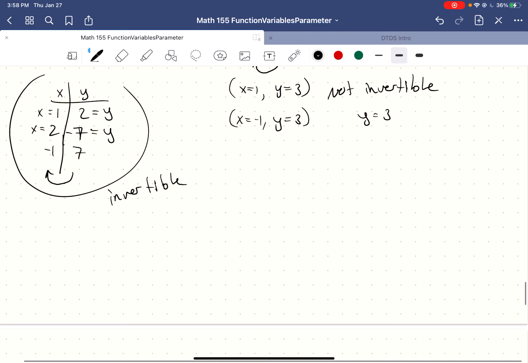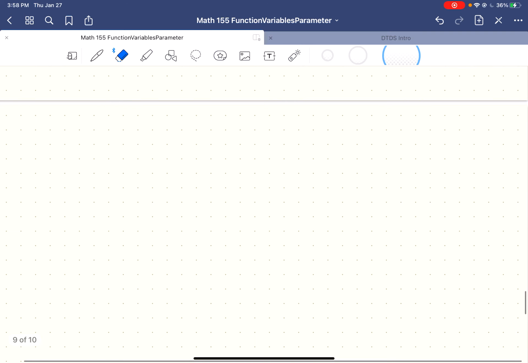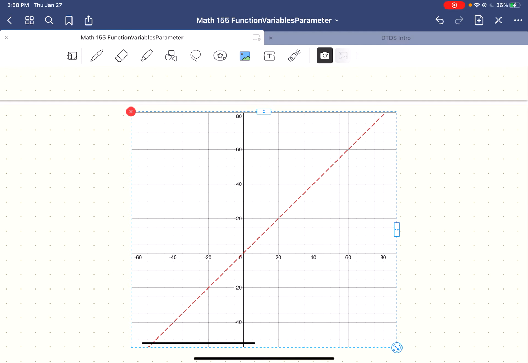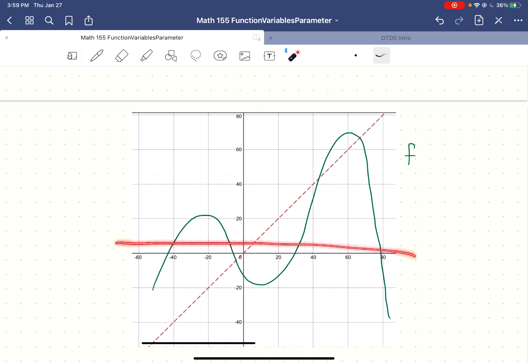So if I have... Oh, you know what? I actually saved an image just for this, and all that image is a blank thing. All right, great. So if I have some kind of function. Okay, so there in green is my function f. And f is going to fail the horizontal line test, right? Here you go. Boom. It fails it.